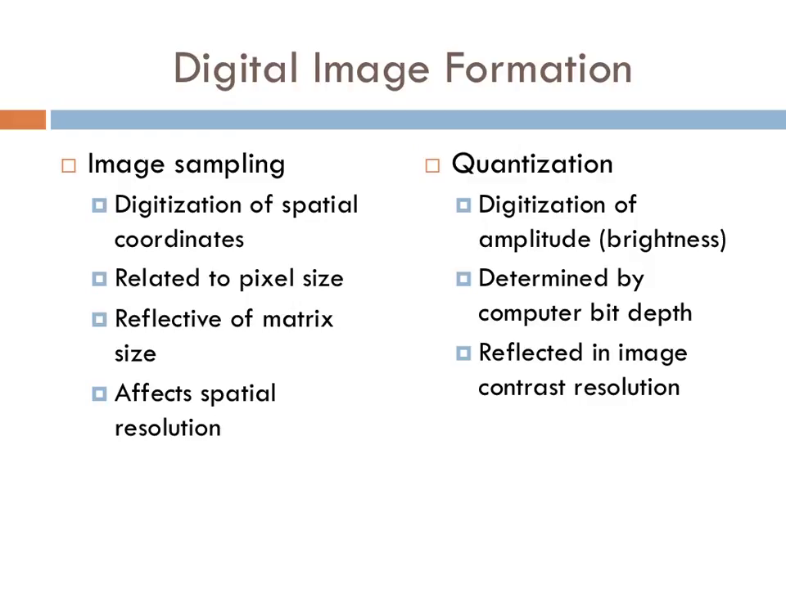All right, in order to be processed by the computer, a digital image must be digitized both spatially and in amplitude, as I previously said. Image sampling is the digitization of spatial coordinates, and it is directly related to pixel size, reflective of matrix size, and affects spatial resolution. Quantization is the digitization of the amplitude, or brightness. It is determined by computer bit depth and is reflected in the image contrast resolution.